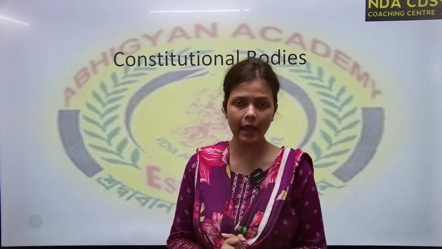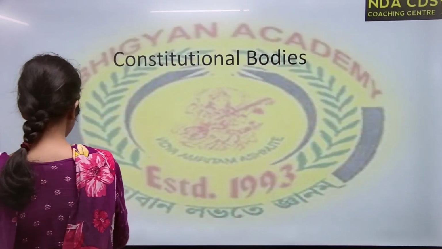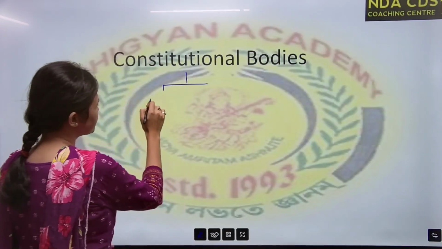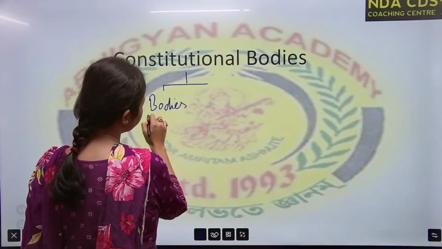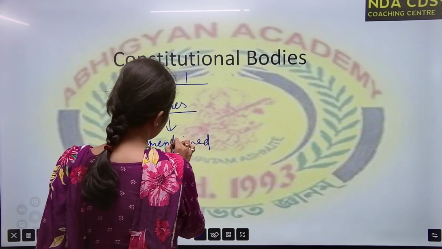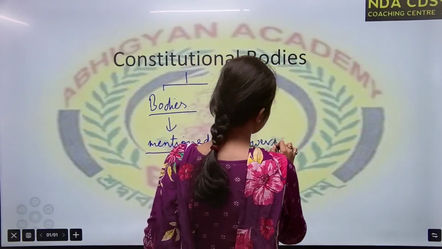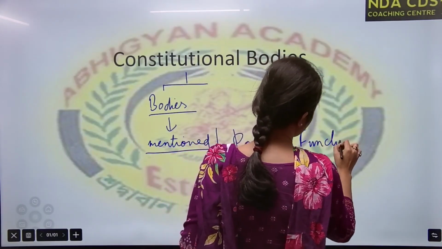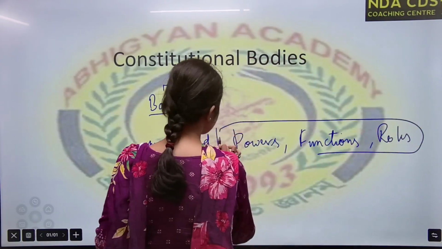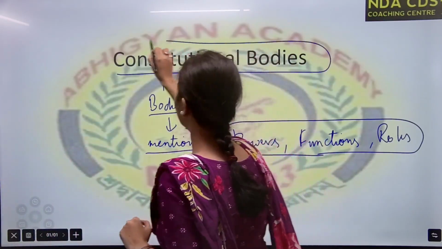Today we will be discussing a very important chapter, that is constitutional bodies. Let us first understand what constitutional bodies are. See, constitutional bodies means those bodies which are mentioned in our constitution. It's not only mentioned, their powers, functions, roles, everything is there in the constitution. That's why these bodies are referred to as constitutional bodies.